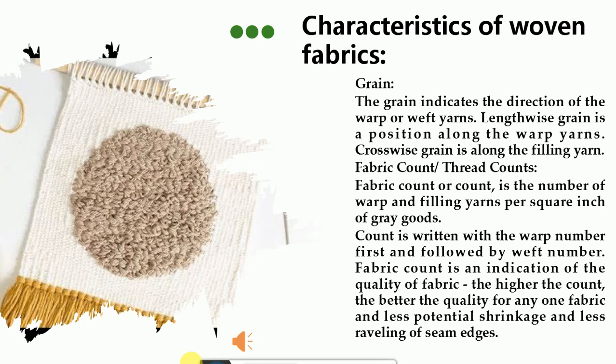Fabric count or thread count. Fabric count, or count, is the number of warp and filling yarns per square inch of gray goods. Count is written with the warp number first, followed by the weft number. Fabric count is an indication of the quality of fabric. The higher the count, the better the quality for any one fabric, with less potential shrinkage and less raveling of seam edges.